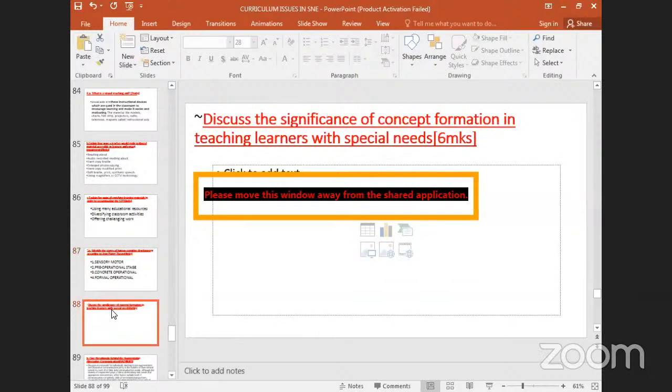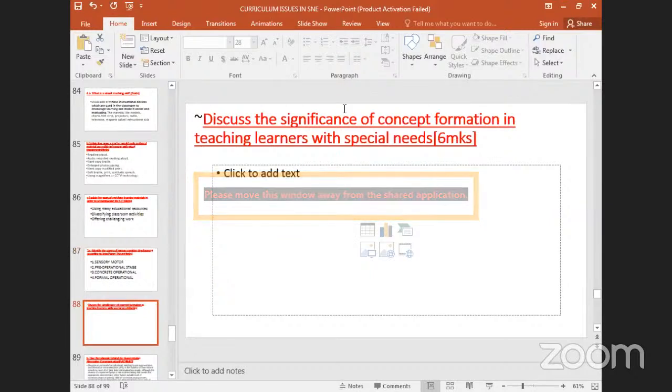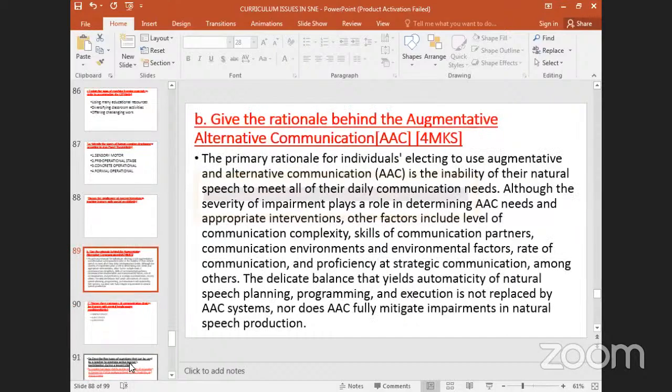This one was not filled. This is on the concept formation. I think I will get time and work on it. The other one on the rationale.